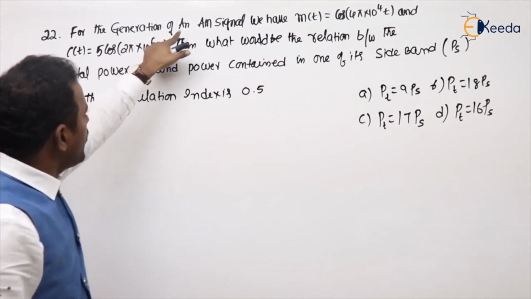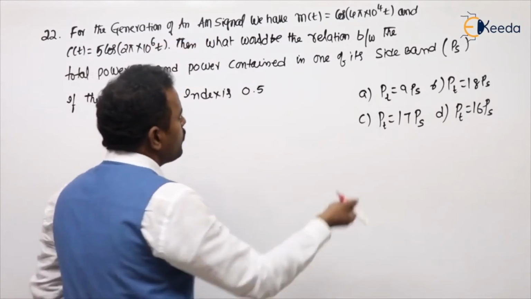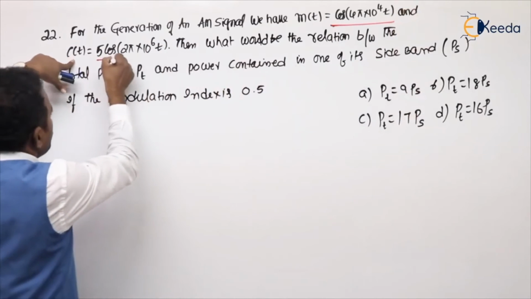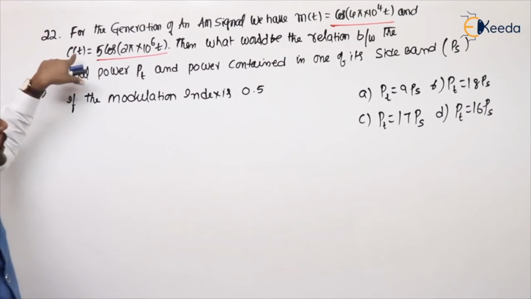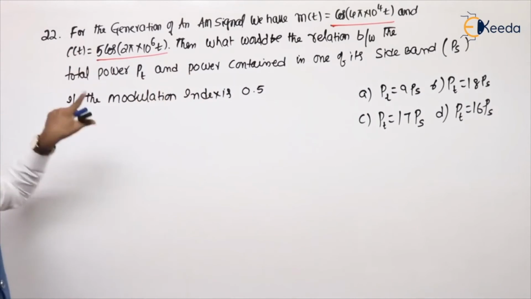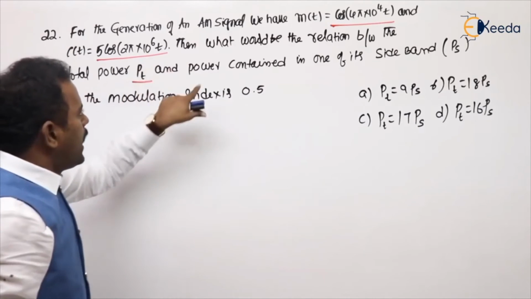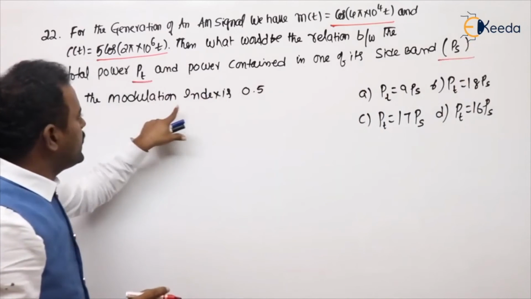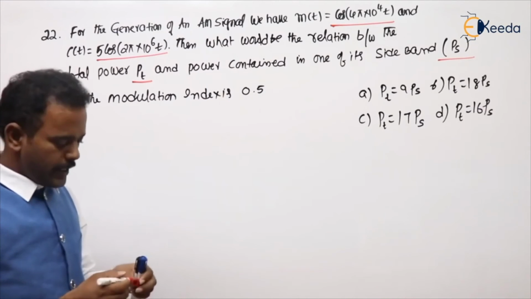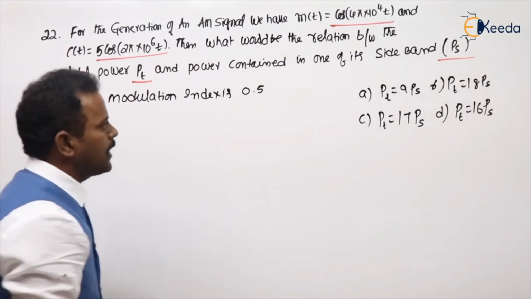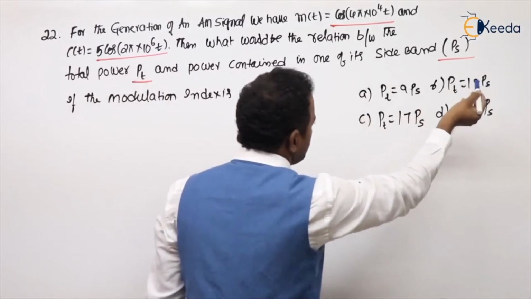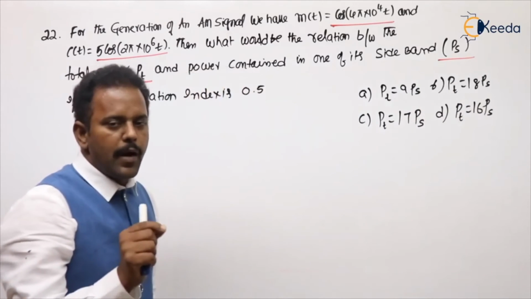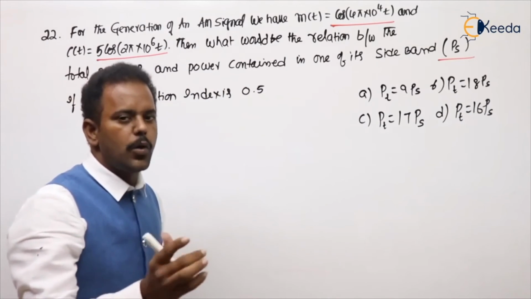For the generation of an AM signal we have m of t equal to cos 4 pi into 10 power 4 t and carrier c of t equal to 5 cos 2 pi into 10 power 6 t. Then what would be the relation between the total power PT and the power contained in one of its sidebands PS if the modulation index is 0.5? Are you getting my point or not? Follow. The options: PT equal to 9 PS, PT equal to 18 PS, PT equal to 17 PS, PT equal to 16 PS. PS is the power in one of the sidebands, PT is the total power.